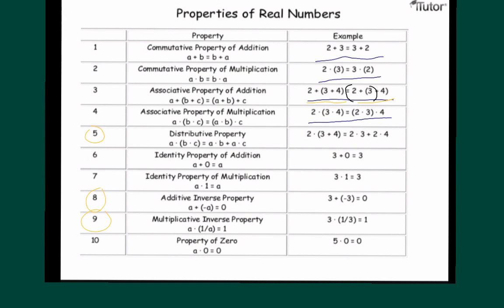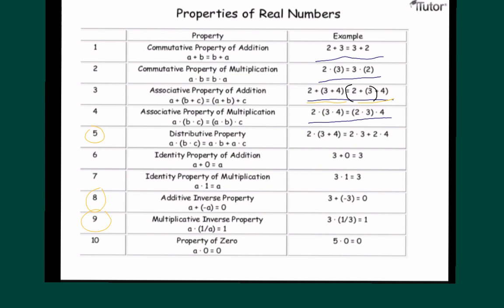Same rules apply. No matter where the parentheses are located, the answer will still stay the same. 3 times 4 is 12. 12 times 2 is 24. And 2 times 3 is 6. 6 times 4 is 24. No matter where those parentheses lie, the answer will stay the same.